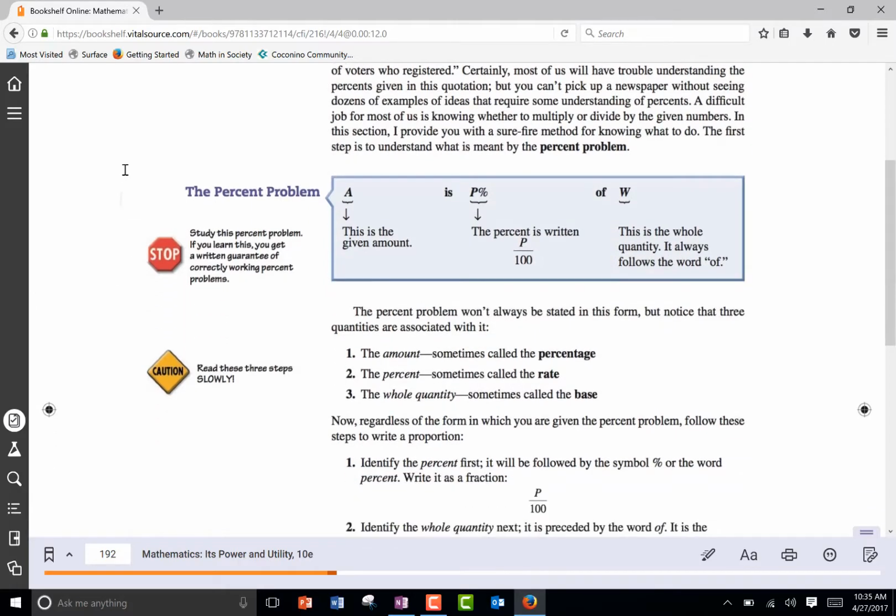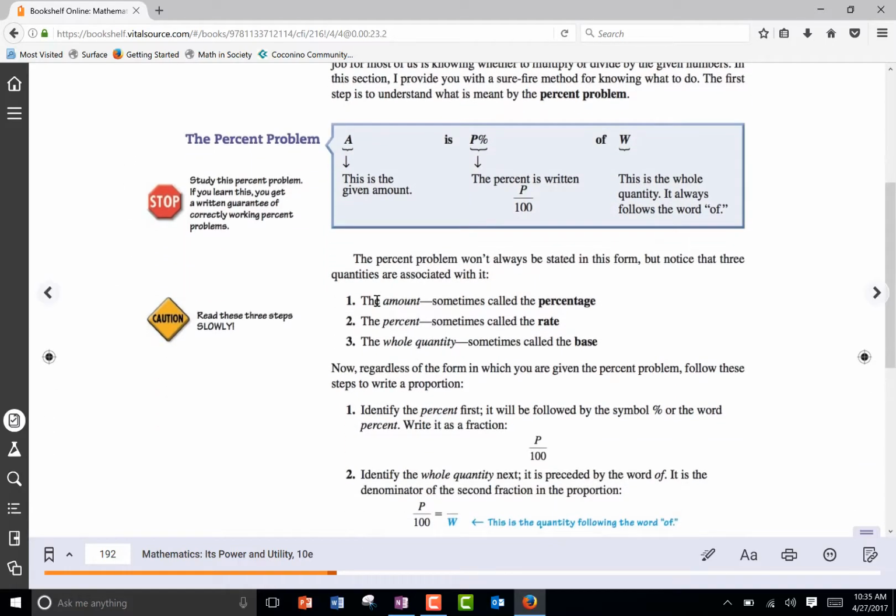And it talks below it about what A represents, which is the amount, sometimes called the percentage. You have to be careful with this though, because the other one is percent, which is the P, that's the rate. That's the one that has the percent sign beside it. And then the whole quantity, sometimes called the base. So we're going to go with A for the amount, W for the whole quantity, and P for the percent or the rate.